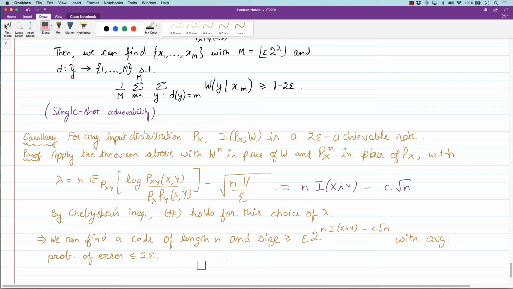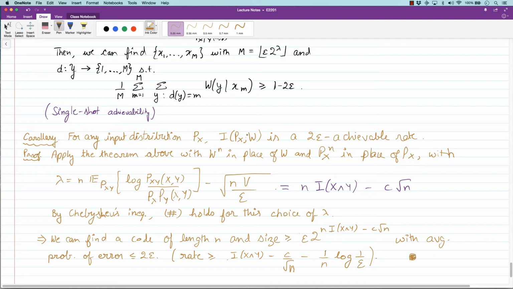So if size is this, what is the rate of the code? So rate is greater than, so we divide this by n, so I(X;Y) minus c by root n and minus 1 by n log 1 by epsilon. Okay, so in the limit as n goes to infinity, this I(X;Y) becomes an achievable rate, and that's the proof.